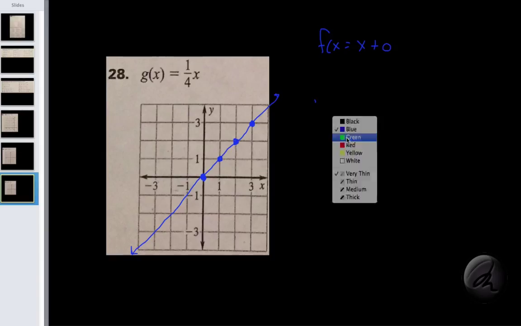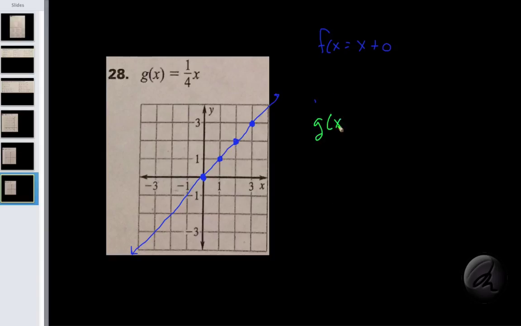Let's pick green here. So g of x is 1/4 x, and I have a 0 intercept. So that's one point, 0 intercept, and I rise 1, run 4. Up 1, and then 4, 1, 2, 3, 4. So there's that point right there. Okay? So then my other point could be here. So there's that line.